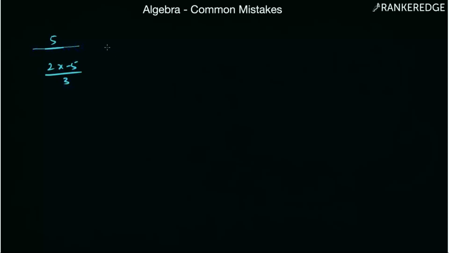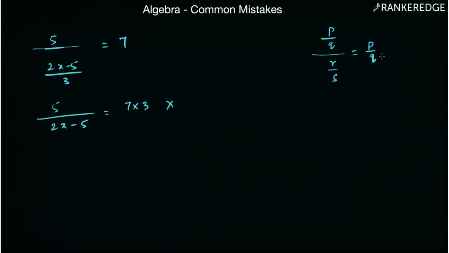Next, 5 divided by 2x minus 5 by 3. 5 whole divided by 2x minus 5 by 3 is equal to 7. Can I write this as 5 divided by 2x minus 5 is equal to 7 into 3? This is wrong. So the principles are, when you have a rational number with fractions in both numerator and denominator, p by q divided by r by s, this is equal to p by q. This division symbol, convert that into multiplication symbol and take the reciprocal of the fraction in the denominator, that is s by r. So this is the first one.